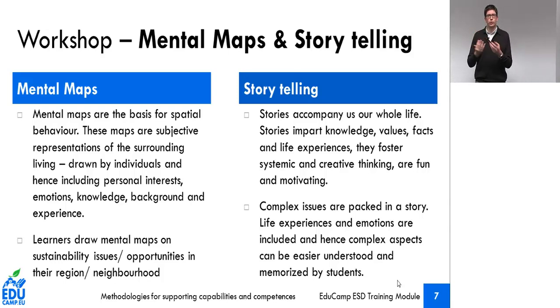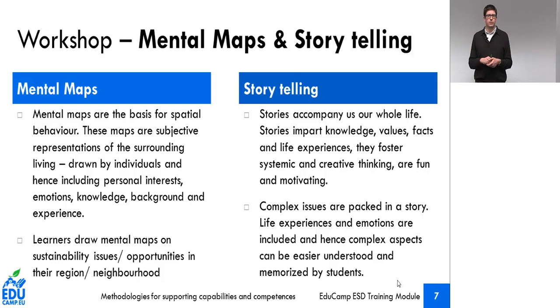So it's a subjective, individual perception of the environment that we bring down on mental maps and draw by individuals, and hence including personal interests, emotions, knowledge, background and the experience of the people themselves. Experience also means that it depends on where and how people have lived in different geographies and how they therefore perceive the environments they have interacted with. What do those mental maps actually bring us? They show us the perception and the viewpoint of different learners and people.